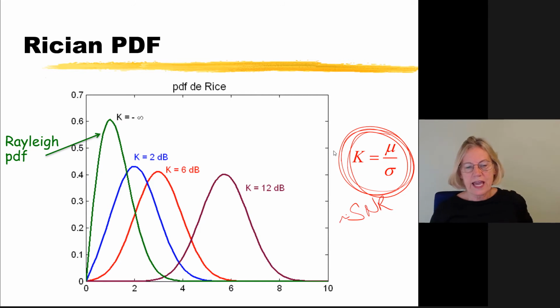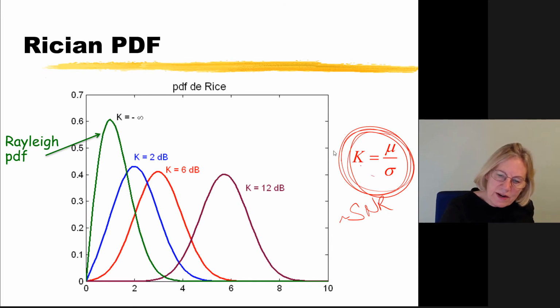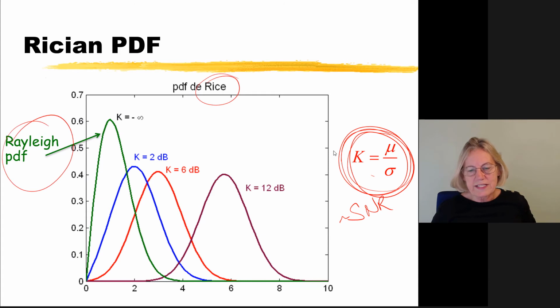And in the case of letting the signal go to 0, so there's no signal, just noise, then the Ricean distribution becomes a Rayleigh distribution. And so when I see in blue here k equal minus infinity in dB, when it goes to 0, I have this form of the Rayleigh distribution.